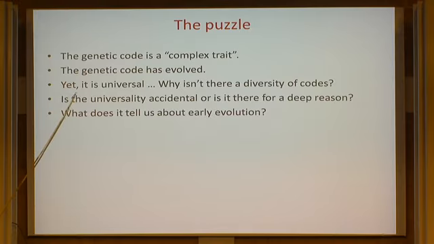So the puzzle then is that the genetic code is a complex trait. It's a table that is an abstraction of all the processes that go on inside the cell during translation. It has evolved, and yet it's universal. Why isn't there a diversity of codes? Normally if you have some complex traits like IQ or height, you get a continuum of values. But that's not the case here. We've just got one code. So is the universality accidental, or is it there for a deep reason?